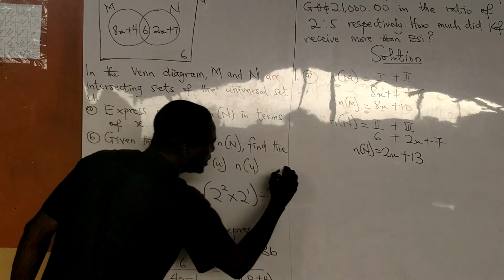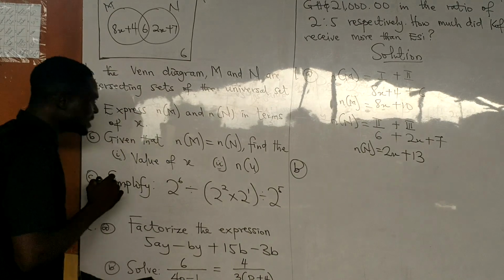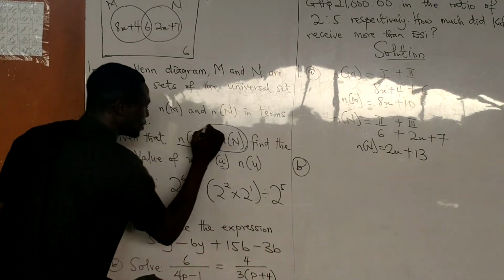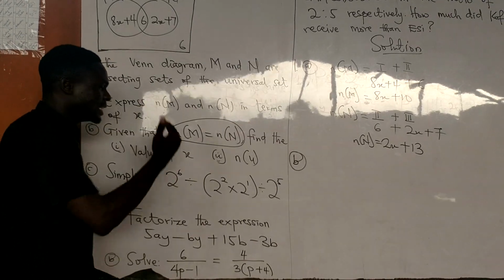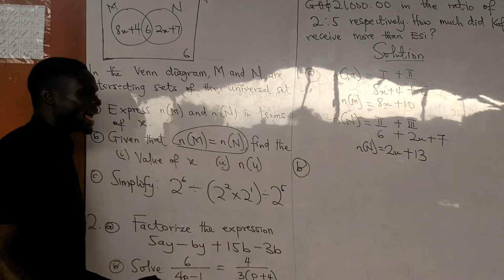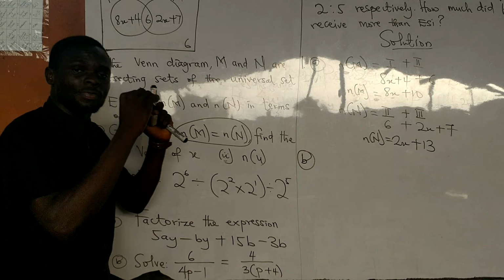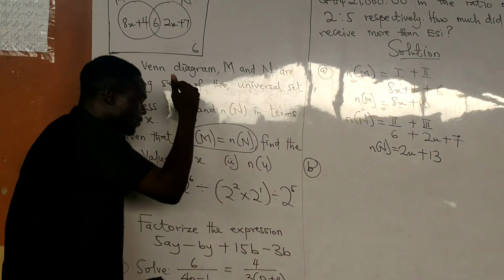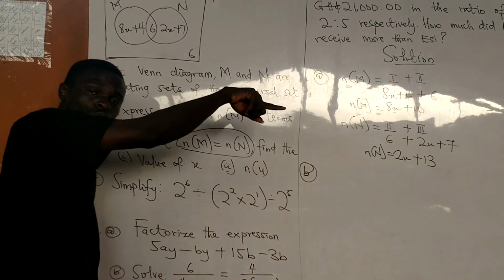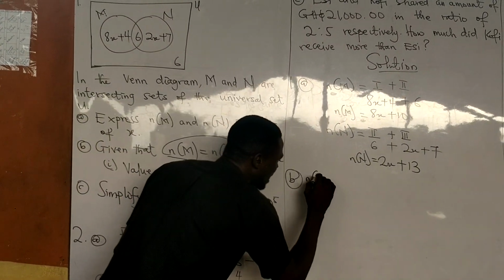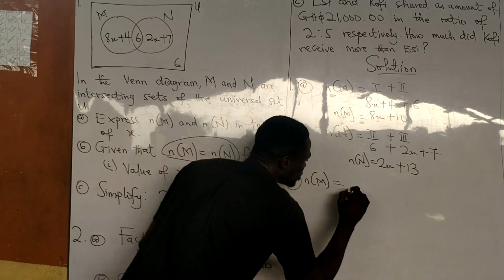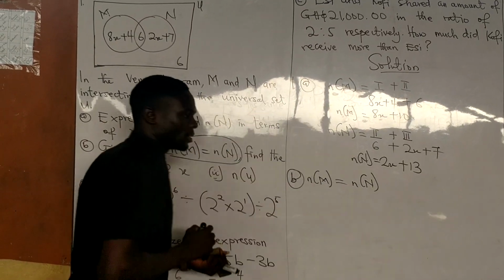So let's take the B. It says that using this idea, they've given you the clue. They're given that the number of M and the number of N are equal, or the number of M is equal to the number of N. So I'm going to say number of M is equal to the number of N.